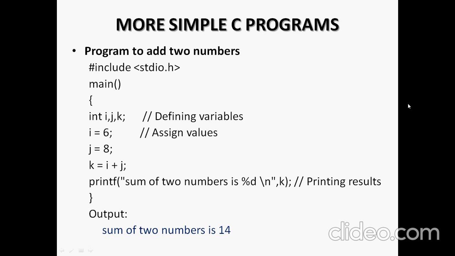k equals i plus j semicolon. Printf opening parenthesis, double quote, sum of two number is %d. %d means the k. Whatever value is in k: i value is 6, j value is 8, 6 plus 8 is 14, 14 is going to be stored in k, and that k we are displaying here with the %d symbol. %d is the conversion character, and this conversion character prints the value of the k variable. Now you can see in the output, you will get the result: sum of two number is 14.